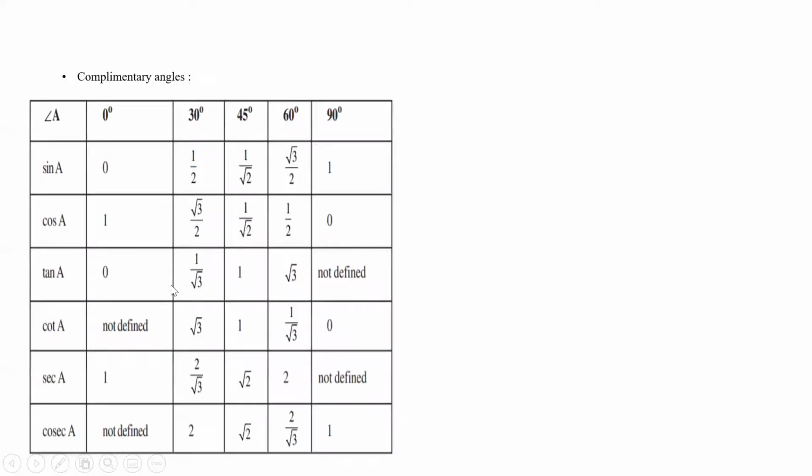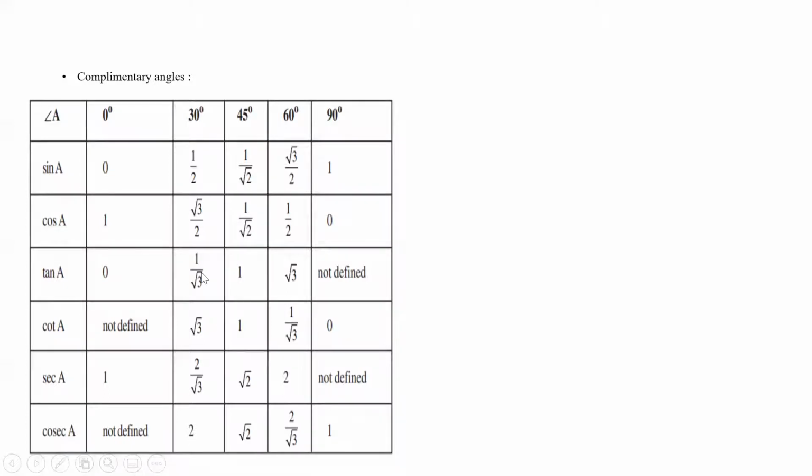That is the reason, if you see the table 0, 30, 45, 60, 90, sin 30 is half, which is equal to cos of 90 minus 30. 90 minus 30 is 60, so cos 60 is half. So these two are equal: sin 30 is equal to cos 60. Cos 30 is equal to sin 60, because cos 30 is cos of 90 minus 60, which is sin 60.